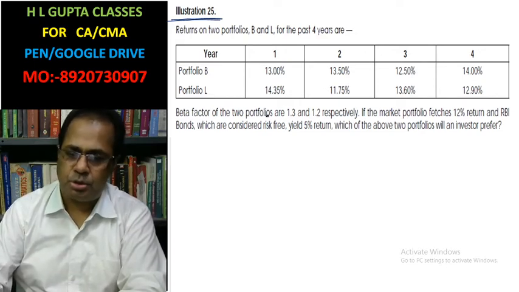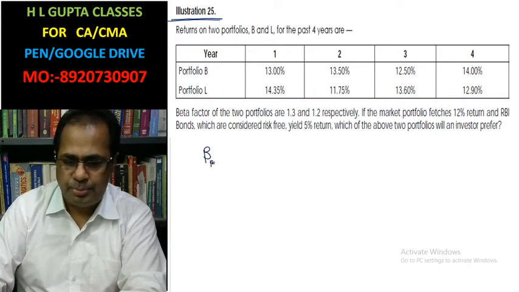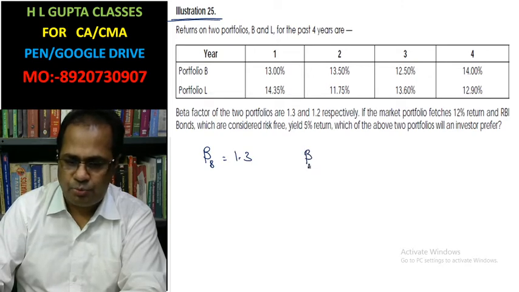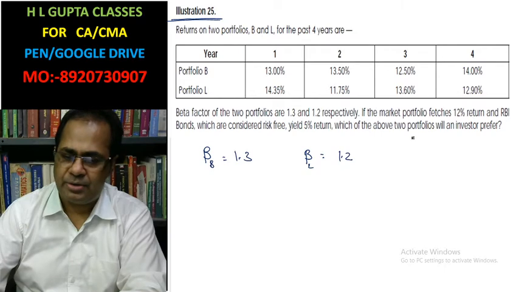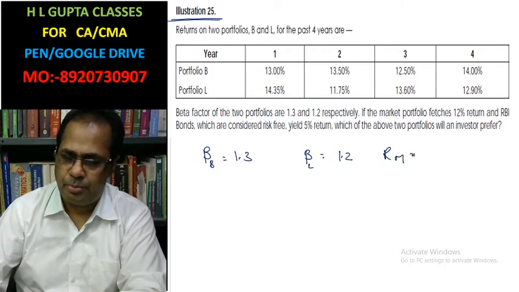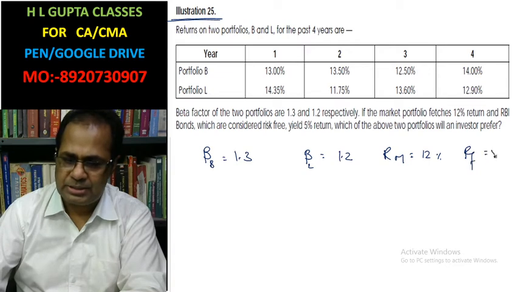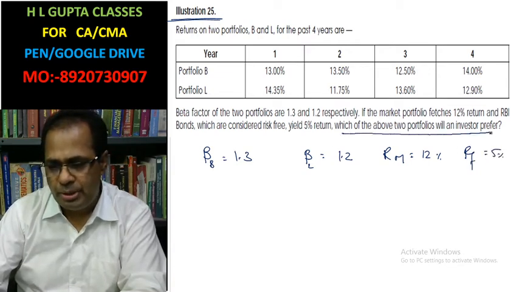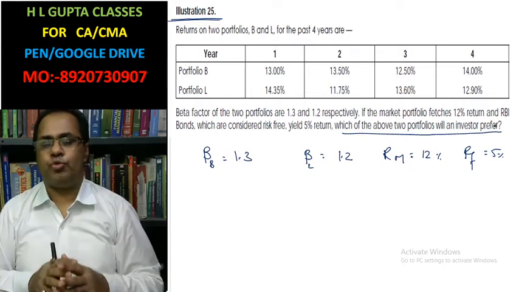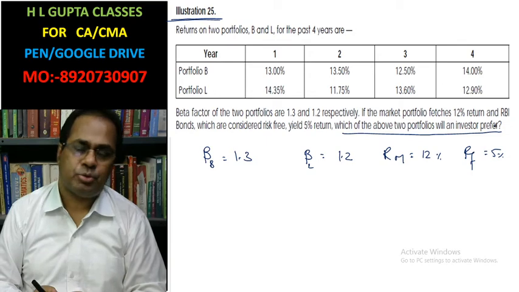The beta factor for the two portfolios is given: beta of portfolio B equals 1.3, and beta of portfolio L is 1.2. The return on the market is given as 12%, and the risk free return is given as 5%. Which of the above portfolios will the investor prefer? Out of these two portfolios, which one will be best for investment, that you have to decide.